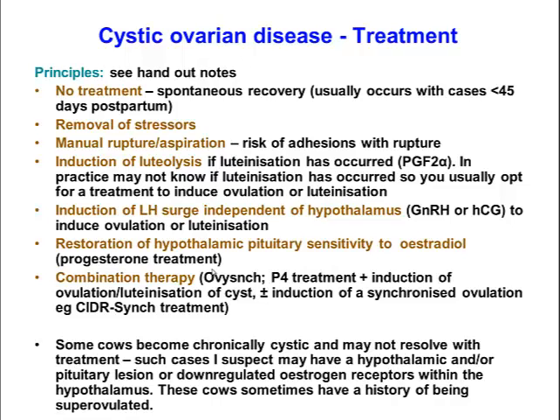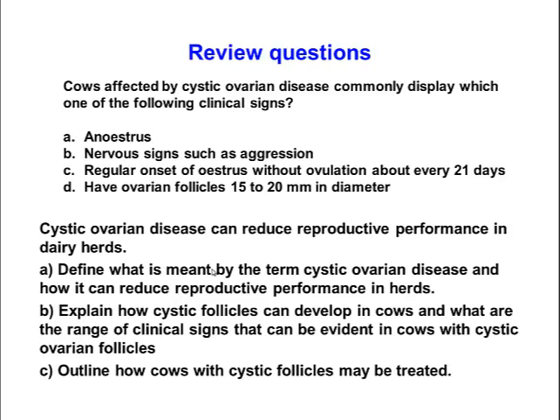Sometimes cows that have been repeatedly superovulated as embryo donor cows develop chronic cystic ovarian disease, and perhaps it's because they've been overexposed to estrogen, and this has caused downregulation of the hypothalamus, or perhaps some sort of lesion has occurred within the hypothalamus that prevents it from functioning normally. We're not really sure, but there are certainly cases that are refractory to these treatments that I've mentioned above. So that gives you a bit of an outline of cystic ovarian disease.